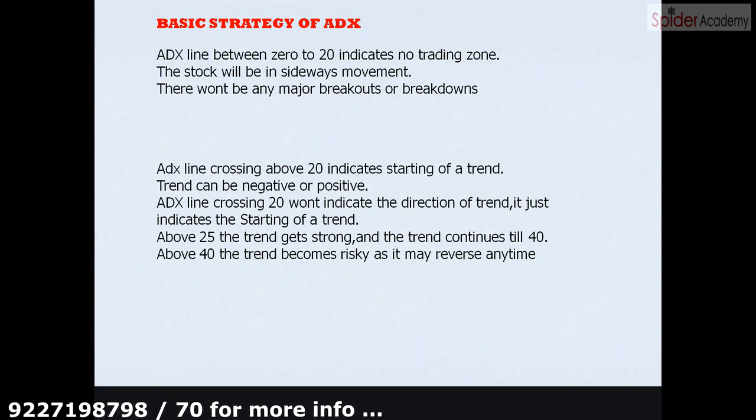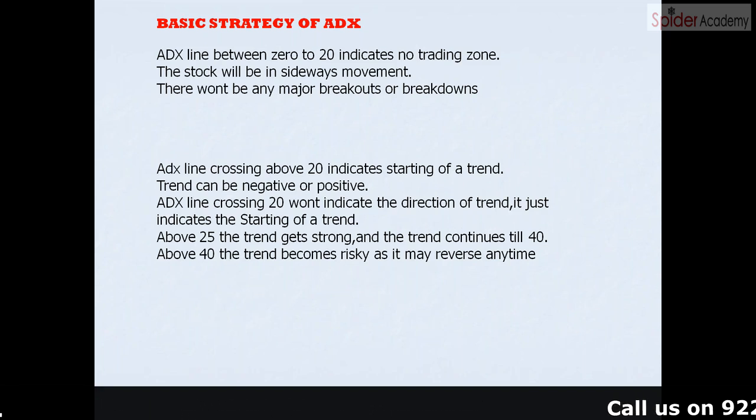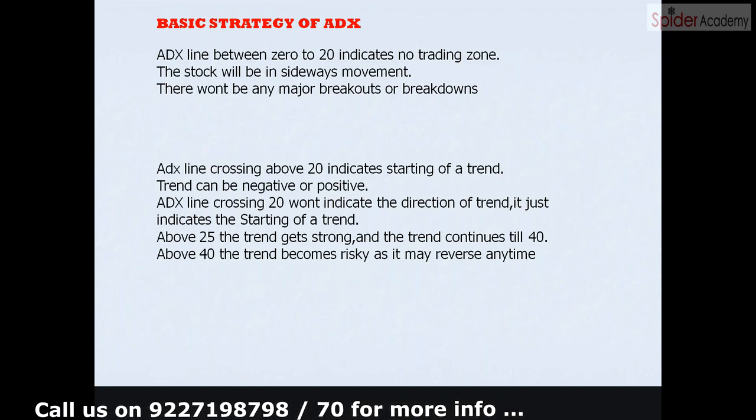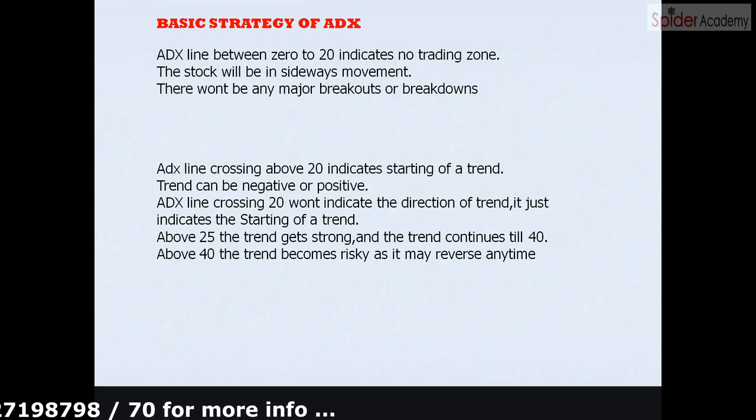If the positive is crossing the negative from below, it's a positive trend, and if the negative is crossing the positive from below, it's a negative trend. ADX line crossing 20 won't indicate the direction of the trend, it just indicates the starting of a trend.